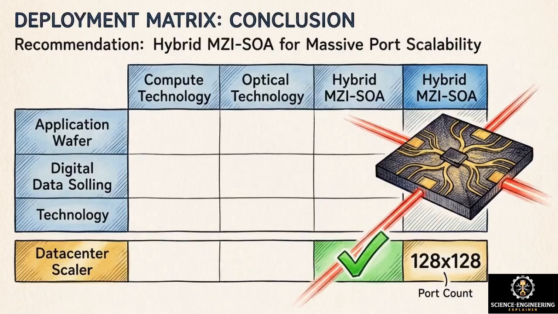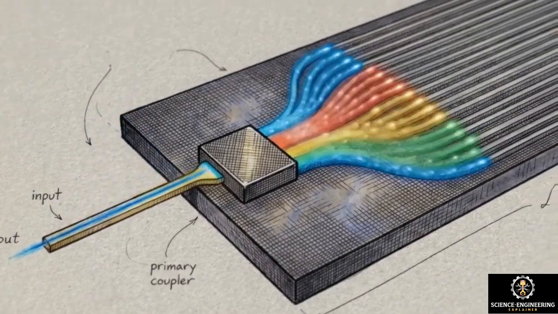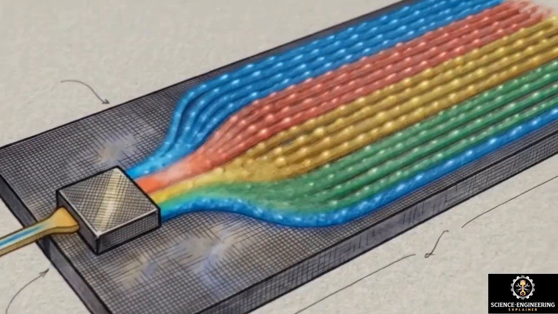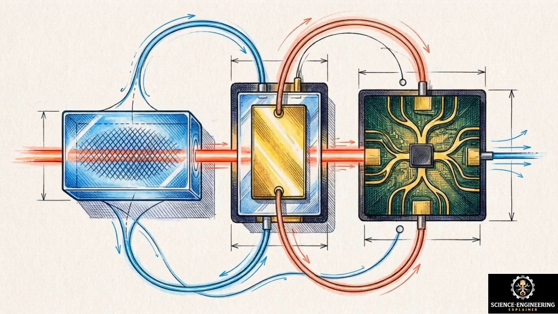Data center scalers must use hybrid MZI SOA arrays for large port counts. This single monolithic approach is the only physical way to scale past 16 by 16 without significant signal-to-noise degradation. Successful optical engineering relies on matching a device's physical limitations to the specific problem at hand.